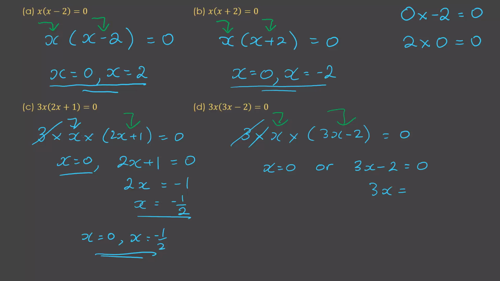Add 2 to both sides. Divide by 3. x is 2/3. So we get x equals 0 or x is 2/3.